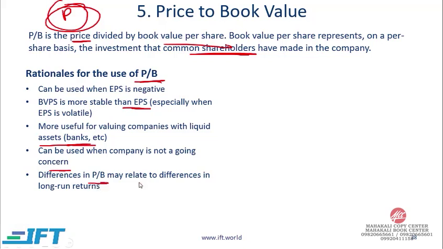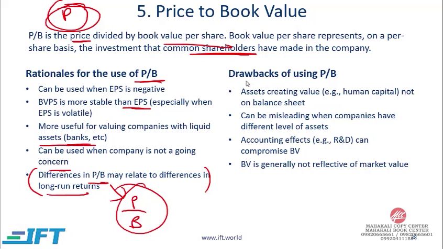Differences in PB may relate to differences in long run returns. We saw a similar statement when we started talking about PE ratios, and you might also recall one of the anomalies that you studied at level 1, where studies have shown that companies with relatively low price to book ratios tend to perform well in the future. And in fact, in investment related literature, this ratio has received a lot of emphasis. When we talk about value investing, the essence of value investing is to invest in companies which have a low market price relative to book value.